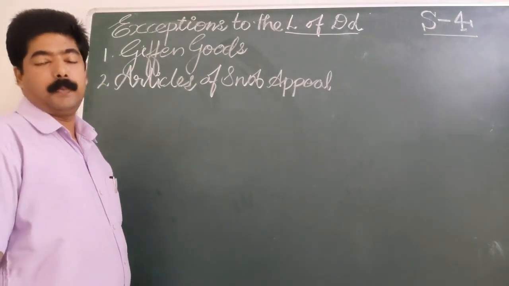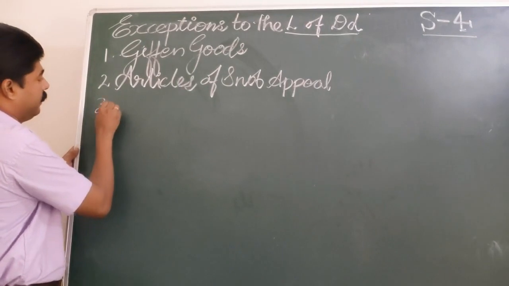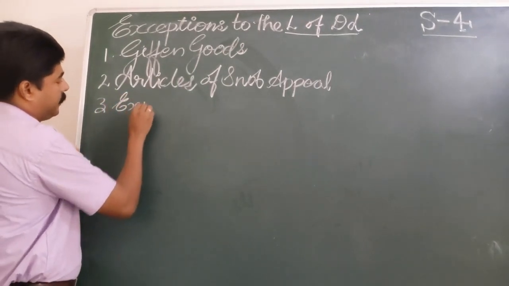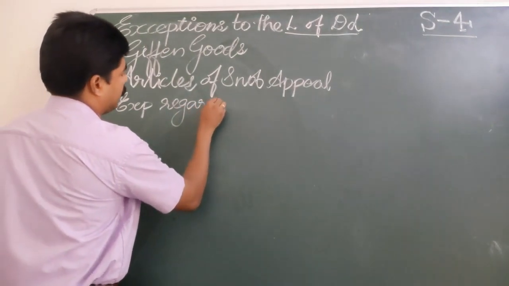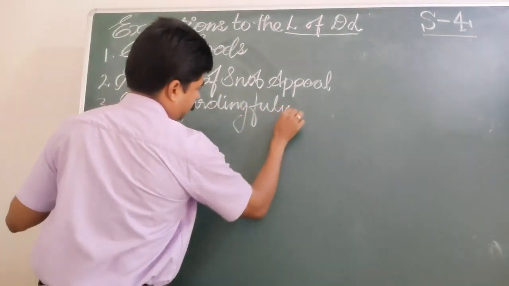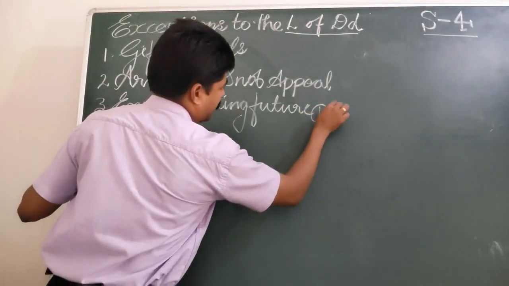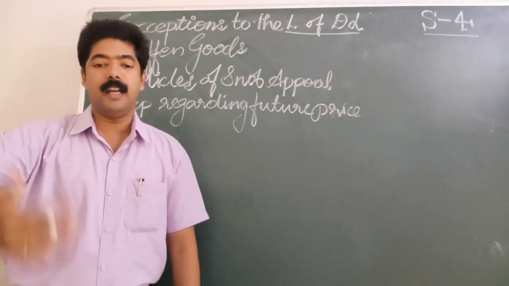So the third exception to the law of demand that we can see is expectation regarding future prices. We can write the third point: expectation regarding future prices. What is expectation regarding future prices?